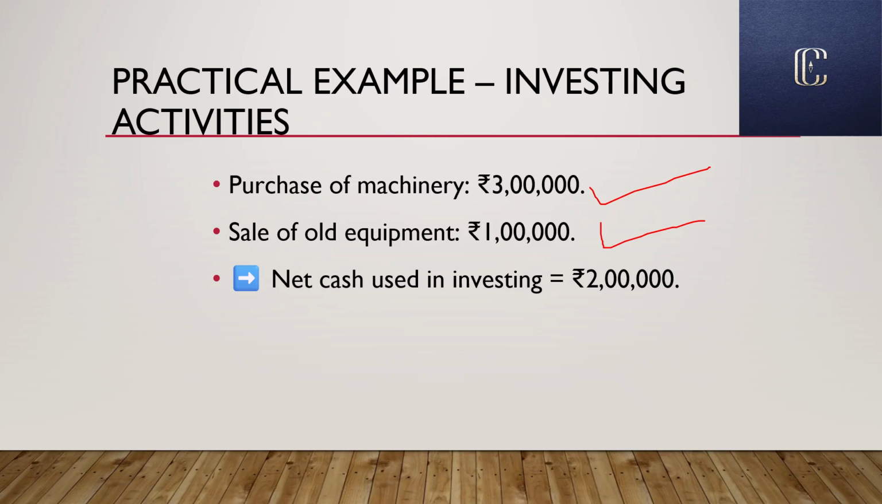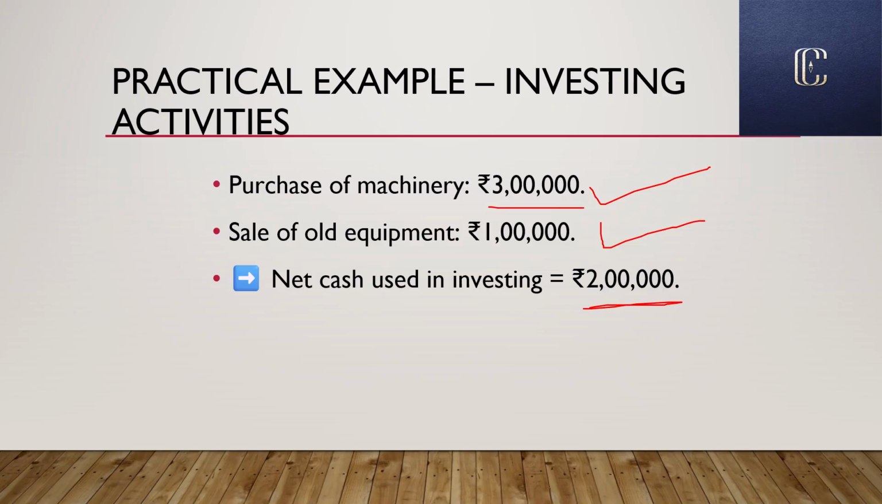Purchase of machinery for 3 lakh rupees is the cash outflow, right? The old equipment sold for 1 lakh rupees means a cash inflow, is it right? The 1 lakh rupees is the cash inflow. So net investing cash flow is 1 lakh minus 3 lakh, which is minus 2 lakh rupees. Negative sign means cash used in investing activities. This is the negative 2 lakh rupees.